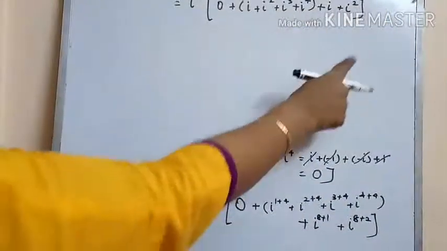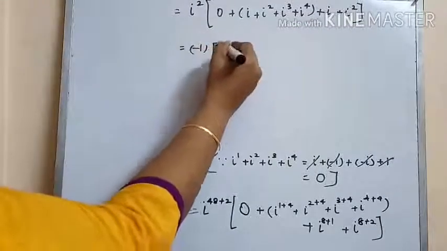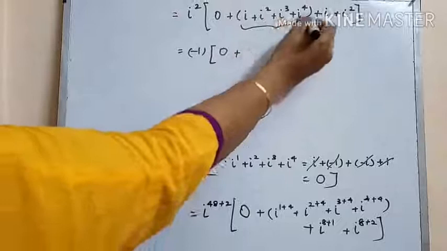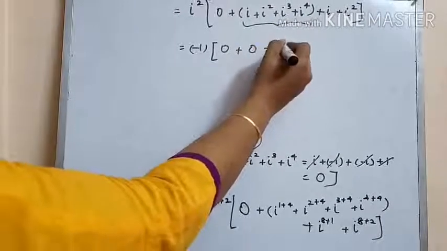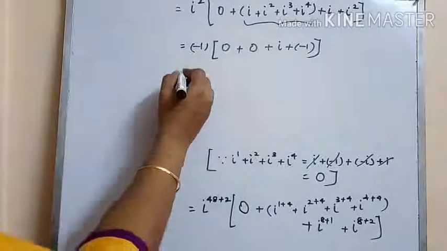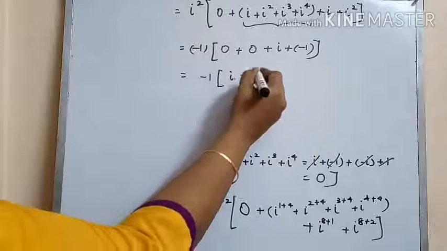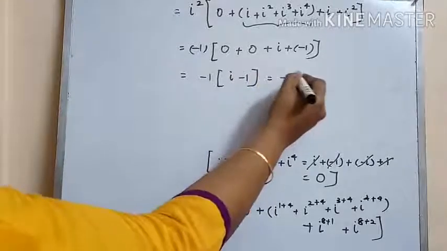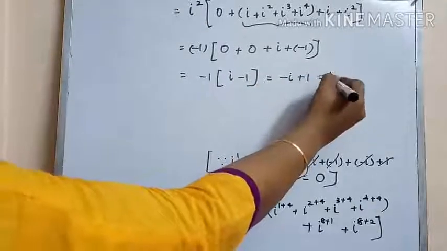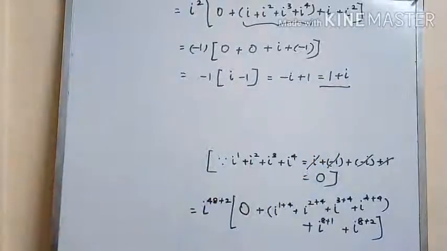i to the power of 9 and 10 will reduce. Here i squared is minus 1, so 0 plus i squared, which is equal to minus 1, into i minus 1, which is equal to minus i plus 1. So 1 minus i is your answer.